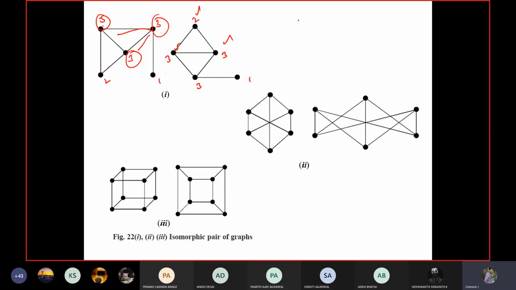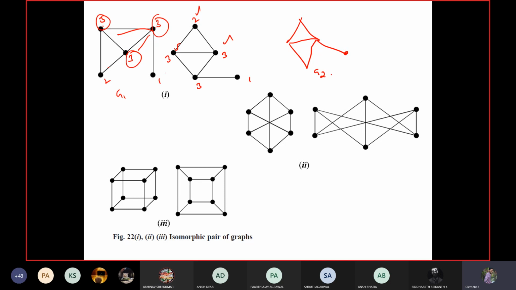So here, suppose I raise one question to you. Can you try to check whether these two graphs are isomorphic or not? No, sir. Yes. No, sir. Okay, no is the correct answer.